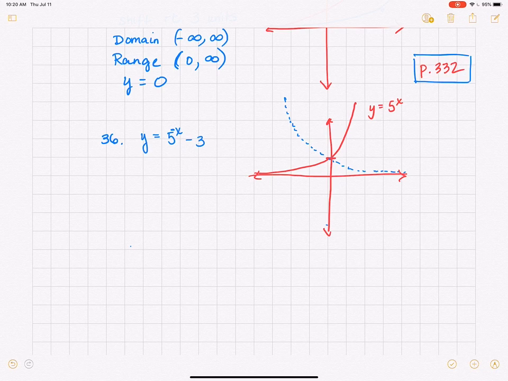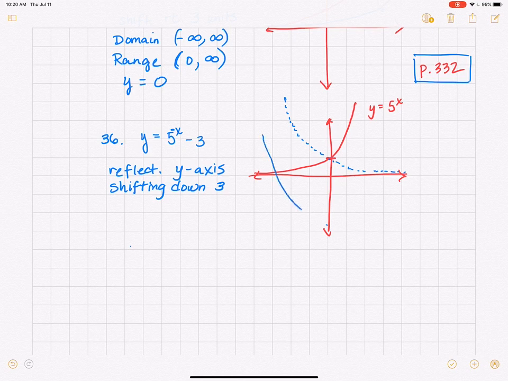Then I'm taking this entire function and I'm subtracting 3 from it, which means I'm shifting it down. And I should write this out. So I'm reflecting over the y-axis, and then I'm shifting down 3 units. All right, so my final graph is just going to take this and I'm going to go down 3 units.